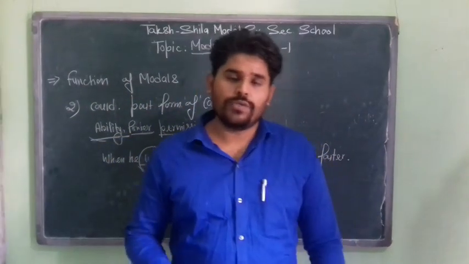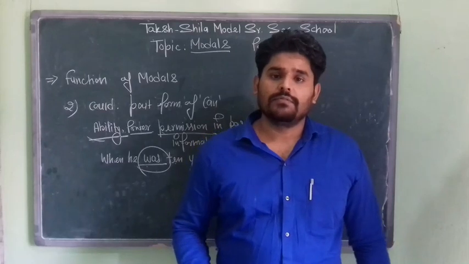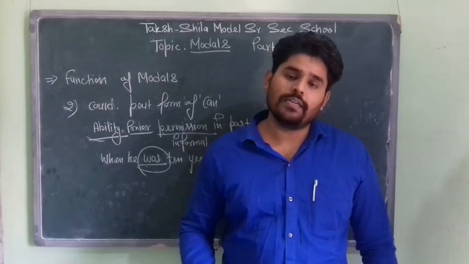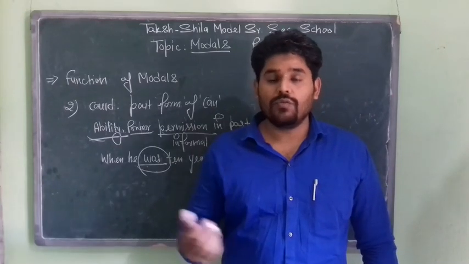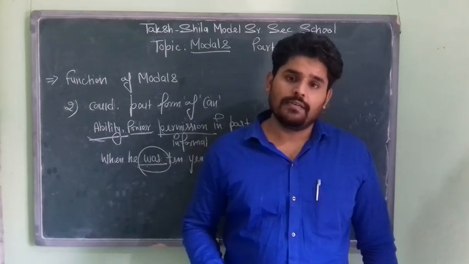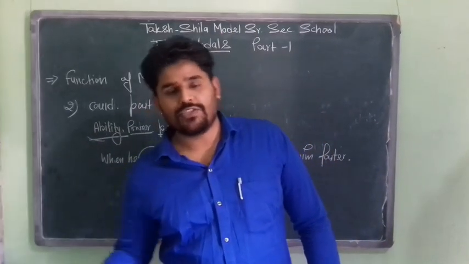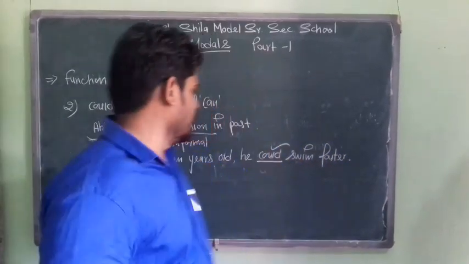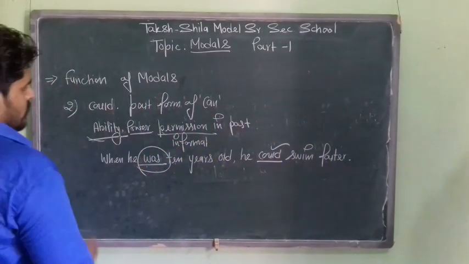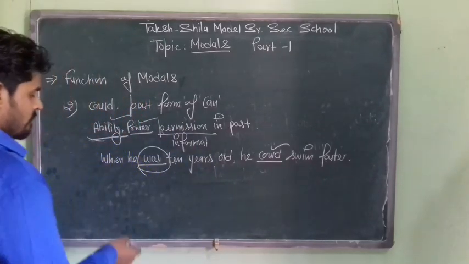When I was in school, I used to speak English fluently, but this is the ability. I used to speak English fluently, but over a period of time, I haven't been in touch with English, and that is why I do not speak as fast or as fluently as I used to when I was in school. So students, here could is used to express ability, power and permission, especially informal permission.